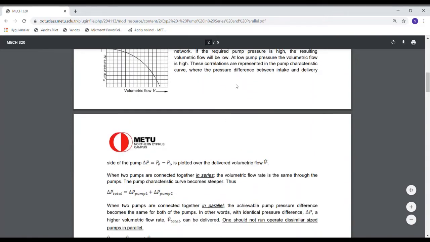These correlations between pump pressure and volumetric flow give us this delta P. Delta P will be equal to PE minus PI, which is the pressure at the end and the pressure at the beginning for the pump.